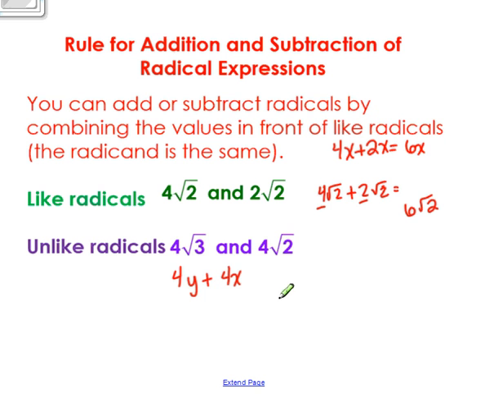So for example, if I was trying to add 4 square root of 3 plus 4 square root of 2, what's under here doesn't match. So my answer would just be 4 square root of 3 plus 4 square root of 2 because you can't combine them together. Okay, so that's what we're doing today.